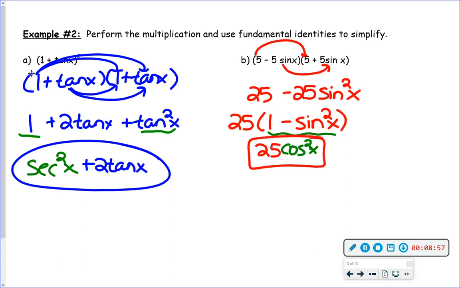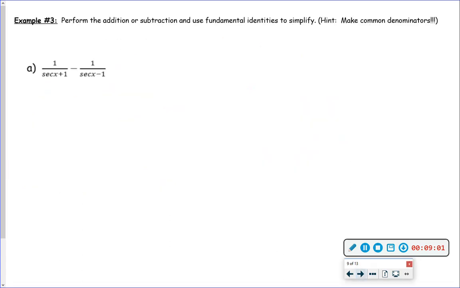All right. Moving on, we are into the fraction problems now. Perform the addition or subtraction and use identities to simplify. Hint: make common denominators. Whenever we add or subtract fractions, we make common denominators. Now, if you look at these, here's a pro tip for you, if you're thinking, I don't know what the denominators should be: a common denominator uses both expressions.